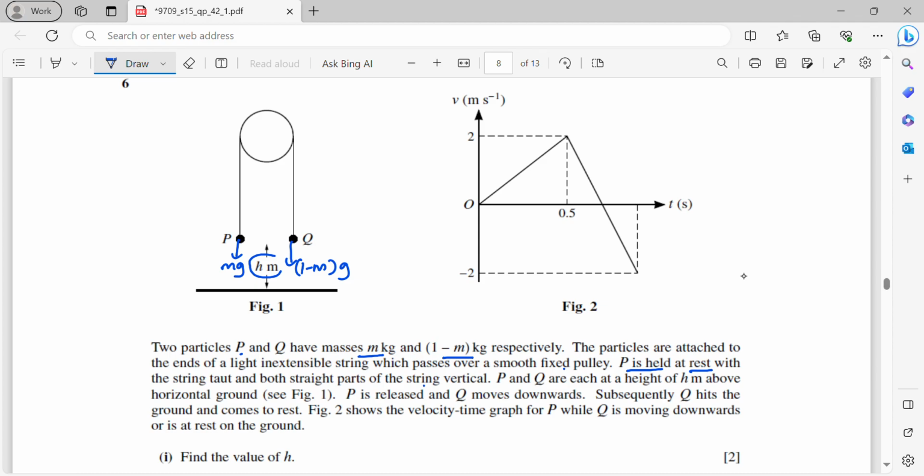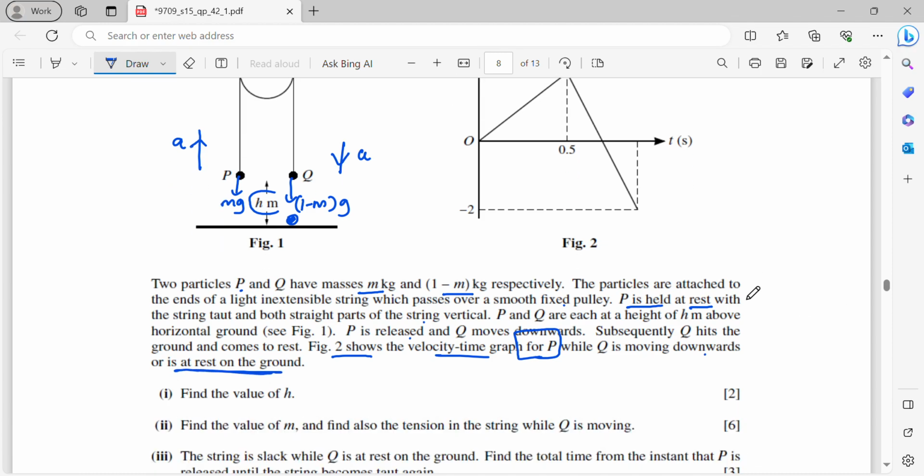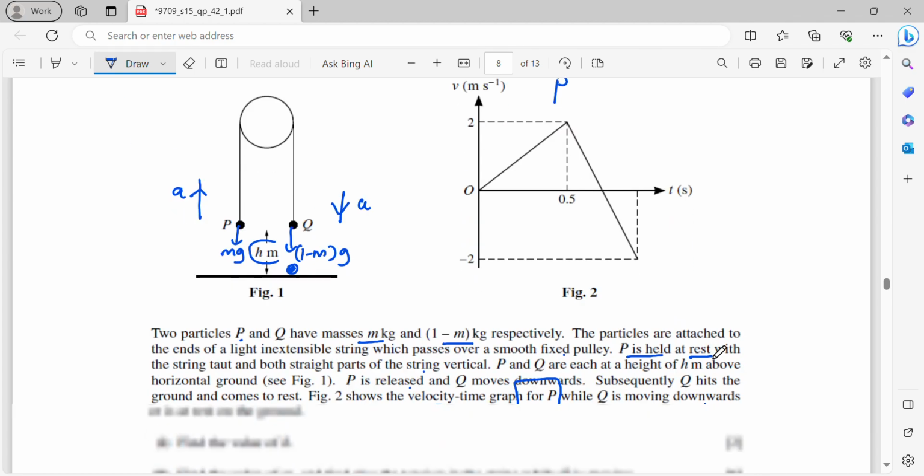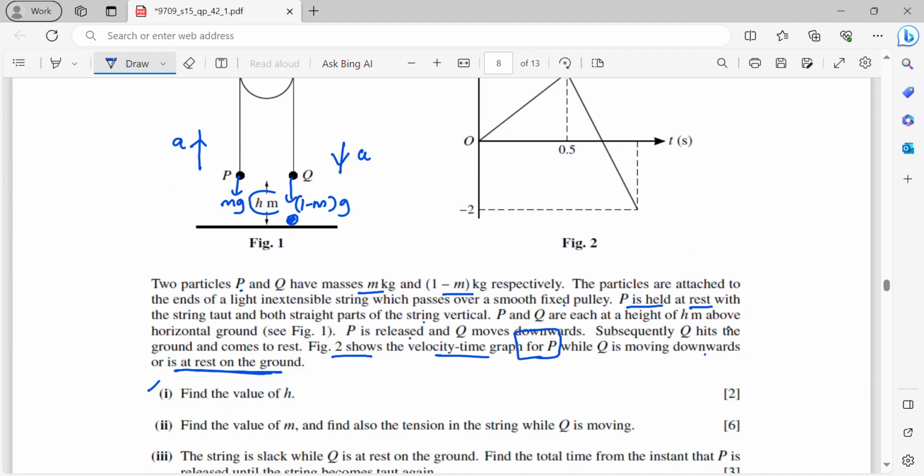That's the distance. Now P is released and Q moves downwards. That means that P will move upwards. Subsequently, Q hits the ground and comes to rest. So the Q will reach here. Now, figure 2 shows the velocity-time graph for P, while Q is moving downwards or at rest on the ground. This is for particle P. Now, first part, find the value of h.